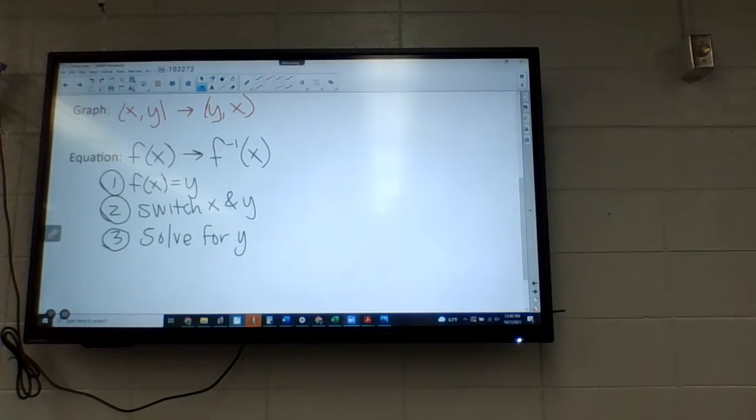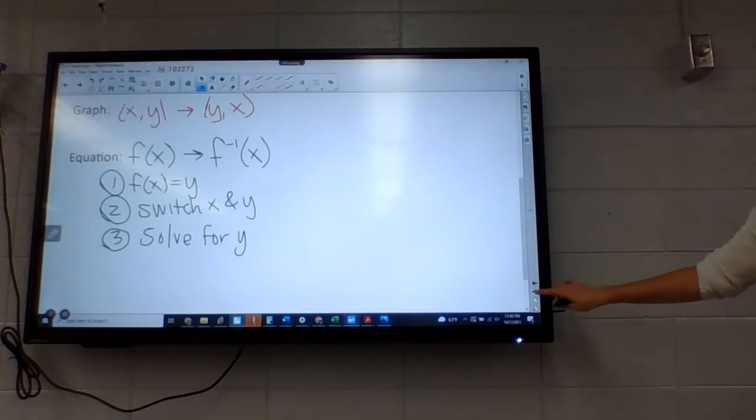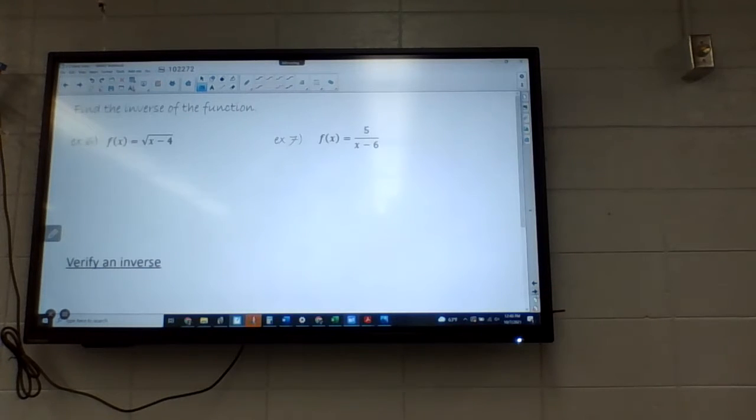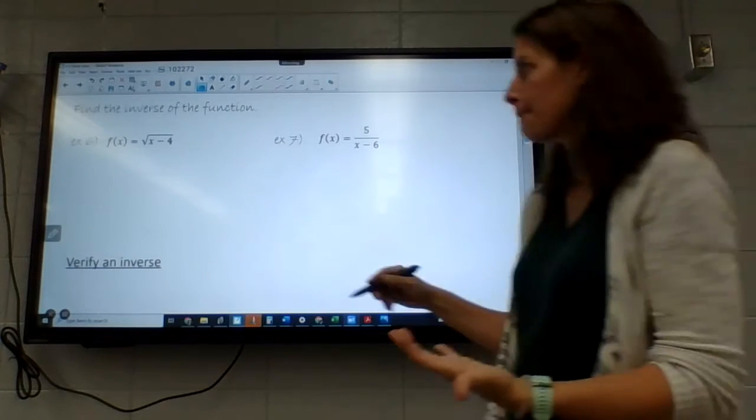So we'll talk about how to find the inverse, and again, the reason we did the questions we just did a minute ago was so that we could practice solving equations. Okay, so find the inverse. If you see f of x, we can just make that a y.